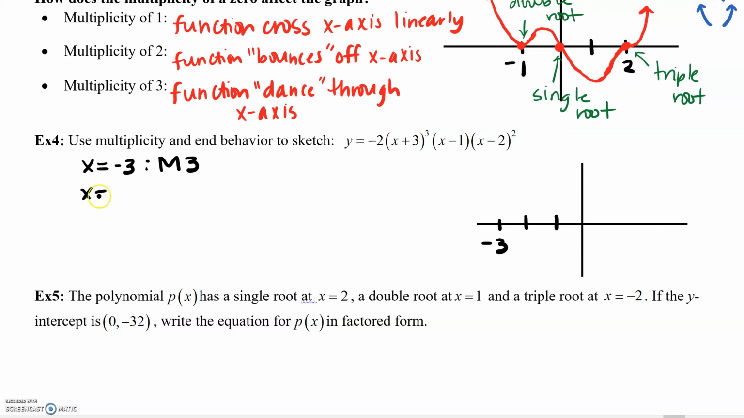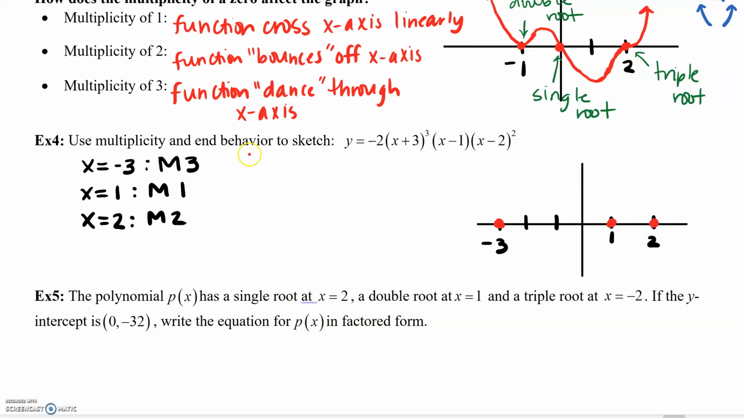X equals 1 is also one of my x-intercepts. It has multiplicity 1, so it's just going to cross through linearly. And then x equals 2 has a multiplicity of 2, so it's going to cross through, or sorry, not cross through, it's going to bounce off. So let's go ahead and plot our 3 x-intercepts.